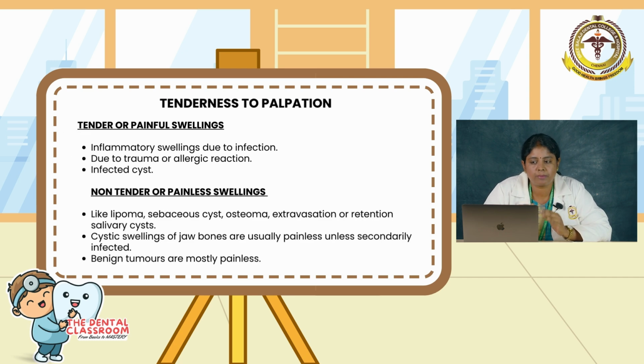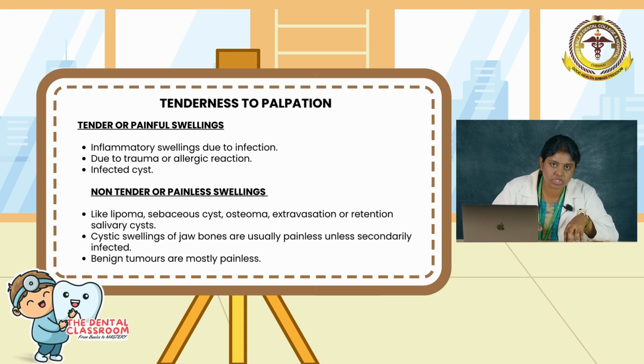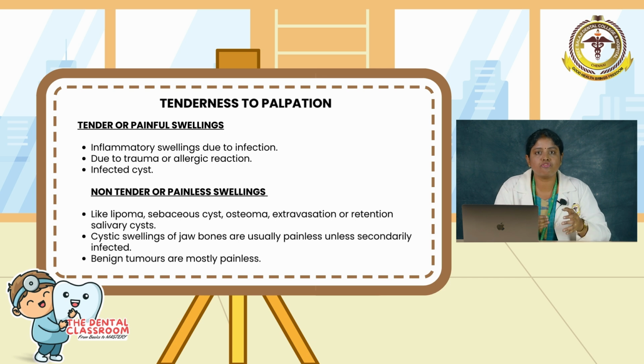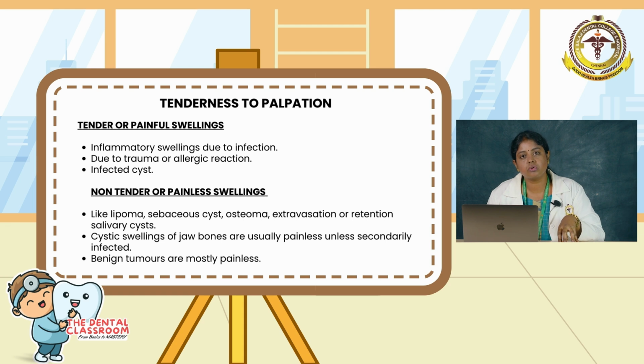Then tenderness to palpation. What is tenderness? The term tenderness is used when you apply pressure and the patient elicits pain. If the patient complains by himself, then it is called pain. So that is the difference between tenderness and pain. Now we have to check whether the swelling is tender or not. Generally on palpation, if the swelling is tender, then it is an inflammatory swelling, an allergic swelling, or an infectious swelling. If there is no tenderness, that means it has been there for a longer time. So mostly it will be a benign swelling, or even a cystic swelling can be non-tender.